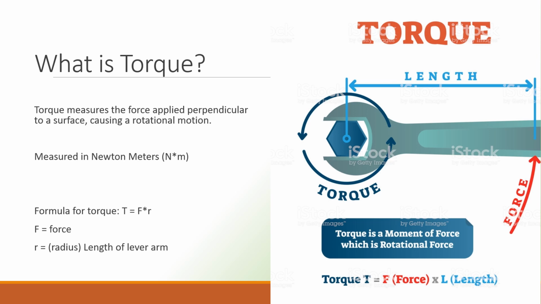Torque is very simple. It's just the force applied to a lever arm, which can be thought of as a bar, that's perpendicular to that bar. So think of the force you apply while pulling on a wrench. It's perpendicular to the handle of the wrench, and you cause a rotational motion. And the formula is simply torque equals force times radius. And the radius is the length of the lever arm.